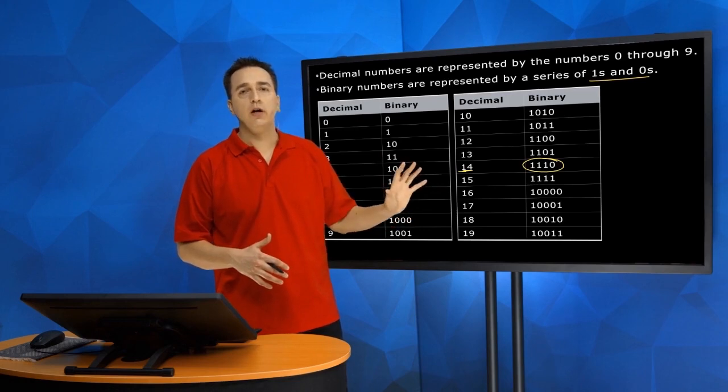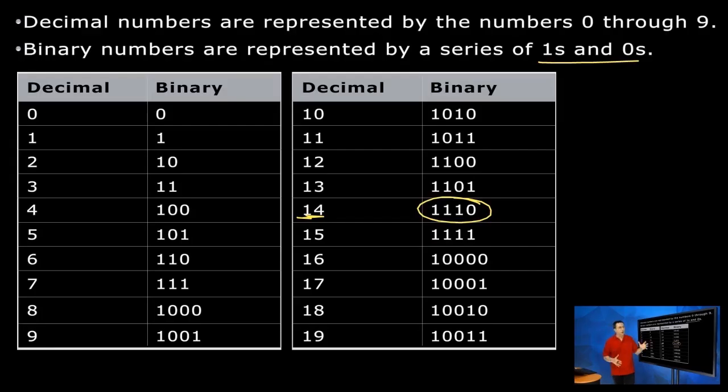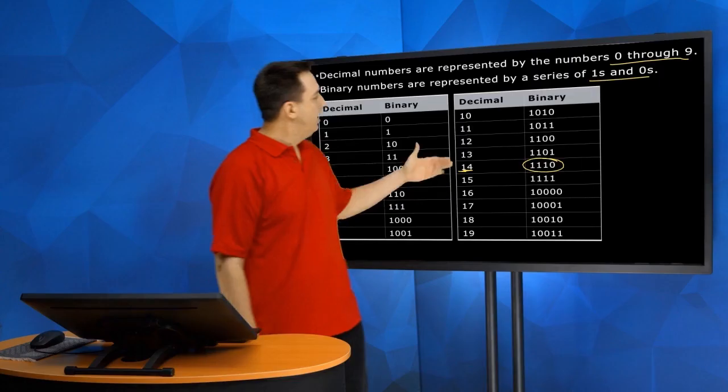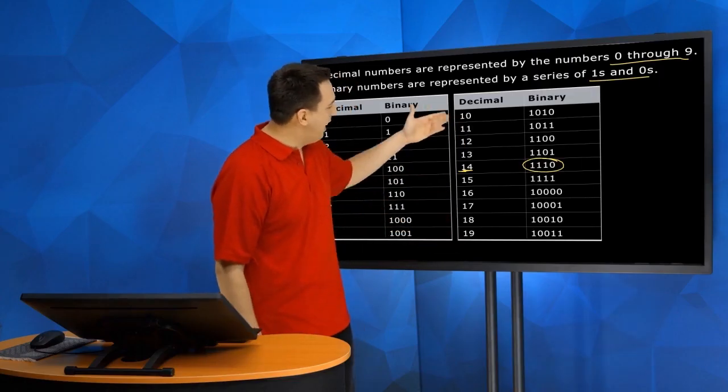No, not at all. We learn decimal from such a young age, and decimal is based on 10 different values. And what are those 10 different values? Well, we go from 0 to 9. There's 10 values. And then what do we do after that? We go from 0 to 9 again, but we add ones in front of it.